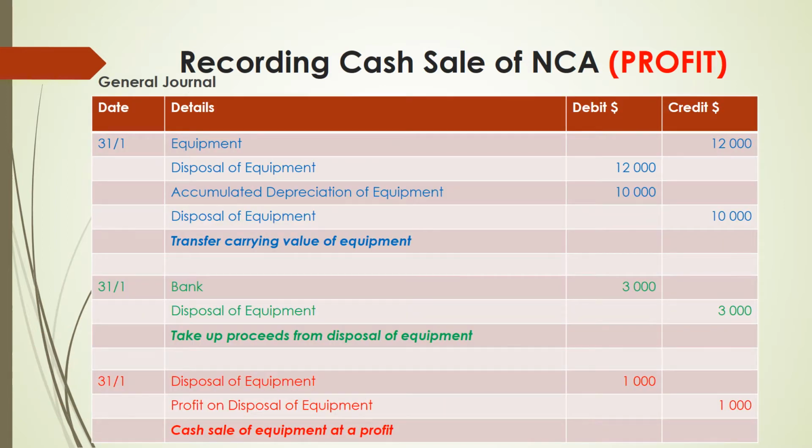This is how it looks in the general journal. So the first step is where we transfer the carrying value of the equipment to the clearing account called disposal of equipment. The next step, we record the proceeds from disposal of the equipment. And in the final step, we work out the profit on disposal of equipment, which is a revenue account that is then reported in the income statement.